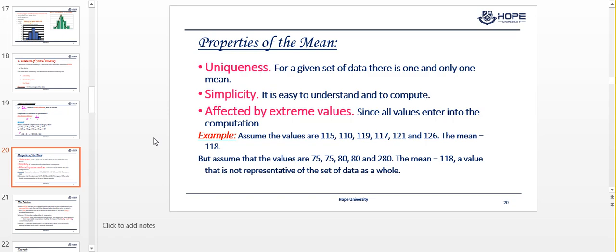For example, assume these value numbers: 115, 110, 119, 117, 121, 126. We have 6 numbers. Combining all of them and dividing by 6, you get 118 as the mean. While in this data, 75, 75, 80, 80, 100, 8, you get the same mean, but the data is different. The mean is the same, but it does not represent the set of data as a whole.